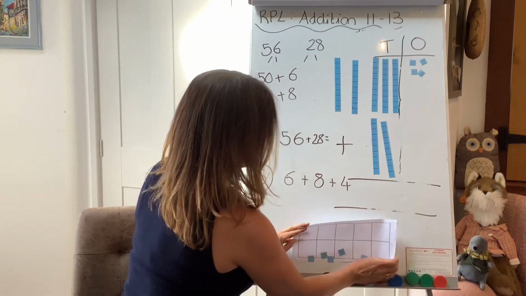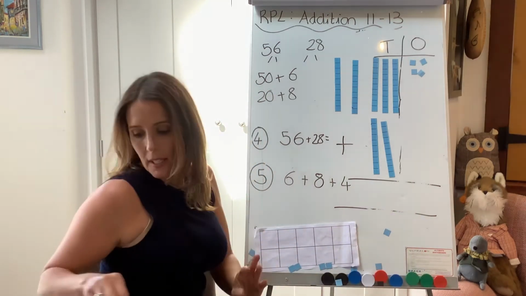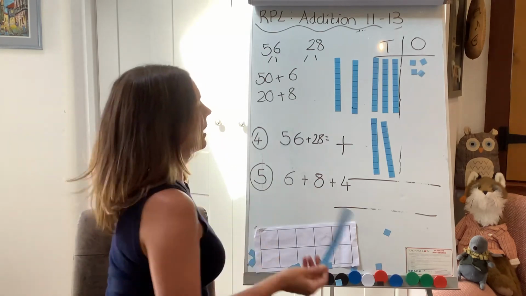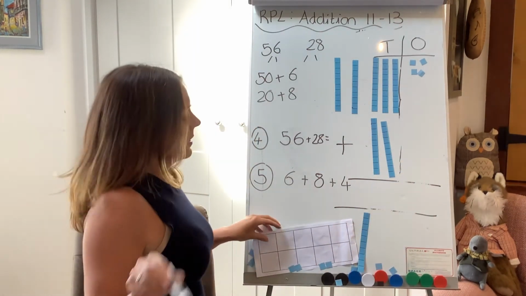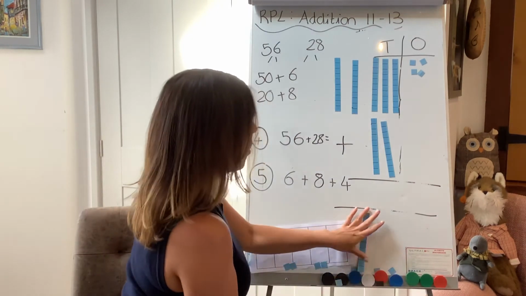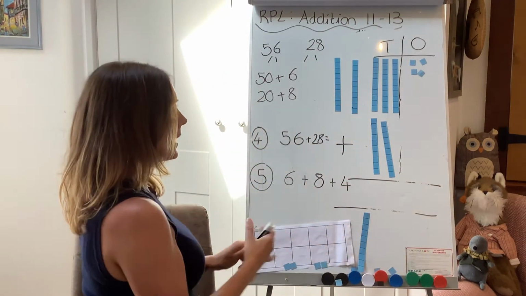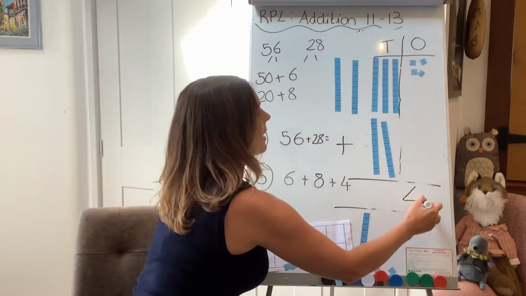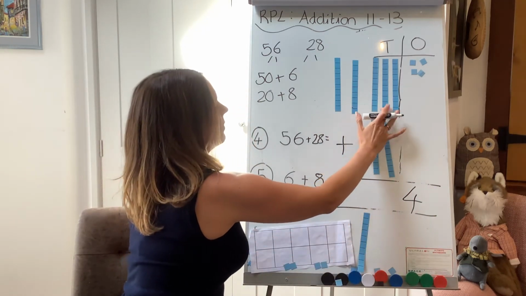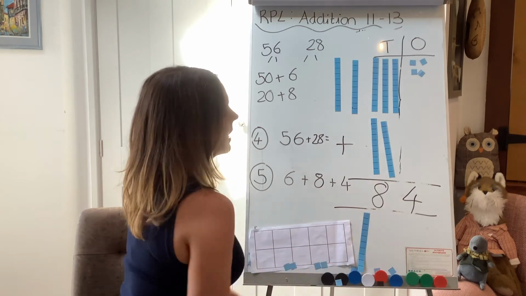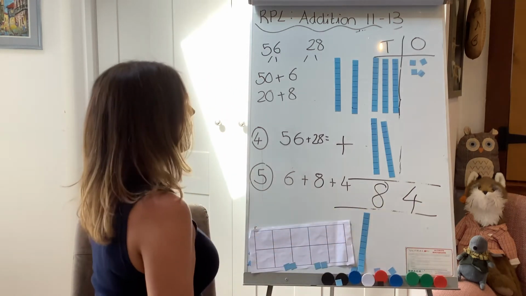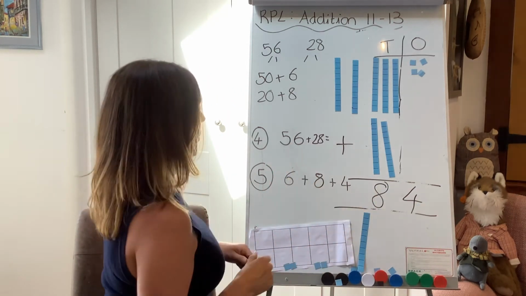Now you can even show that using a 10 stick, and that 10 has moved there into the tens column. We've got 1 10. Now we can do our calculation. We've got 4 1s left, and we've got 1, 2, 3, 4, 5, 6, 7, remembering that one, 8 10s. 8 10s and 4 1s will make together 84.